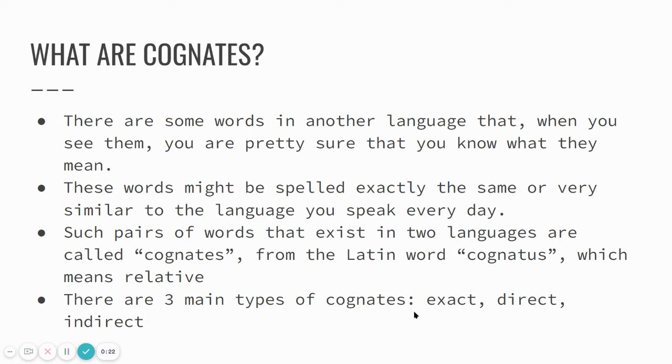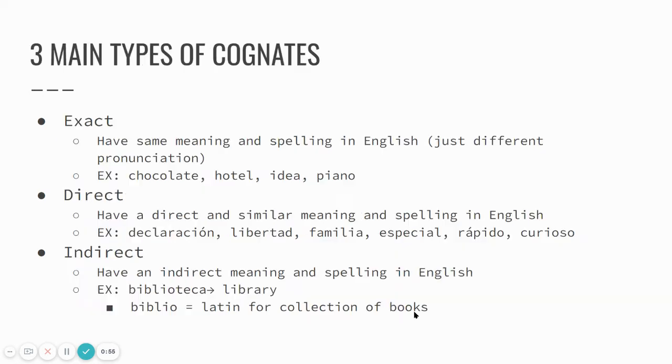It says there are some words in another language that when you see them or look at them, you're pretty sure that you know what they mean. These words might be spelled exactly the same or very similar to the language that you yourself speak every day. And these types of pairs of words that exist in two languages are called a cognate, which comes from the Latin cognatus, which just means relative. So it's like these words are related somehow. And we have three main types of cognates. We have exact cognates, direct cognates, and indirect cognates.